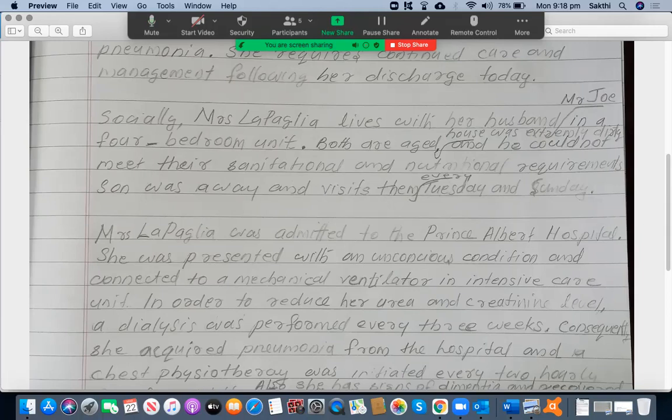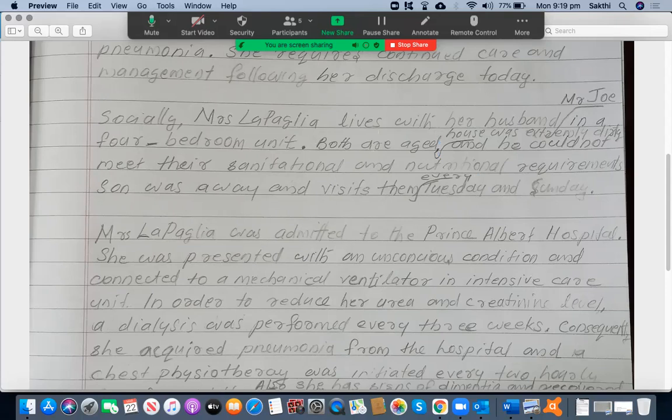Both are aged. Okay. I don't know what you have written here. Can you please tell me this? House was extremely dirty and he could not meet their sanitational and nutritional requirements. Okay. Both are aged, isn't it? Yes. Both are aged, but is there any comma after that? Yes, sir. A comma is there.